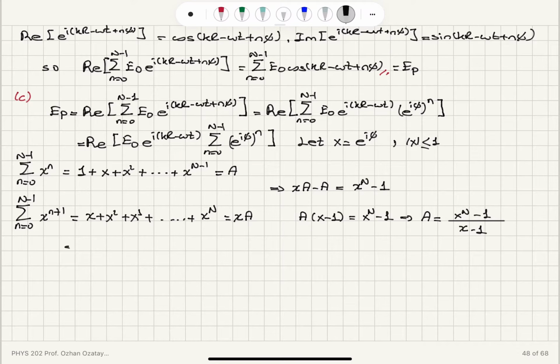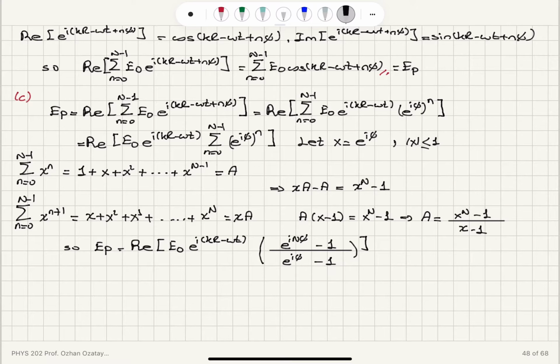So what does that mean? The electric field at point P is then the real part of E0 e to the i kr minus omega t. Now I have performed the summation: e to the i phi to the power n gives e to the i capital N phi minus 1, that is x to the capital N minus 1, divided by x minus 1, e to the i phi minus 1.